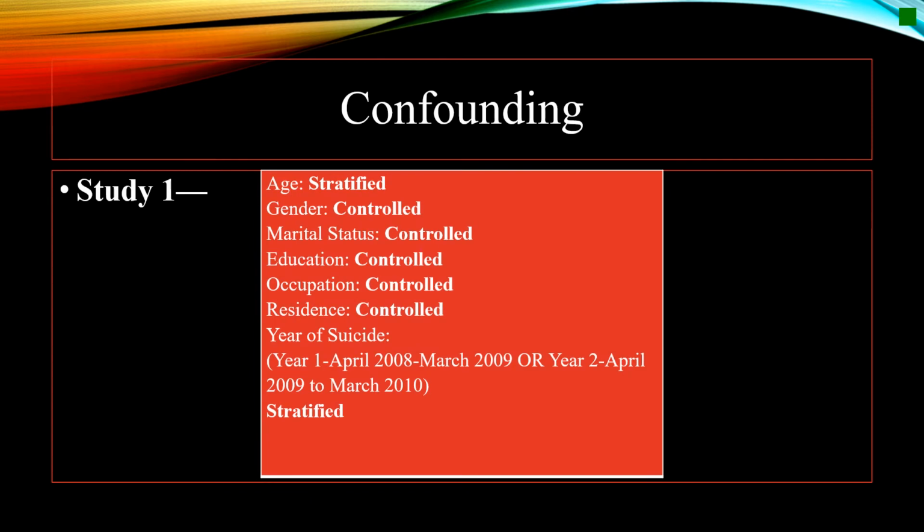Now, what about confounding? Well, the first study did an excellent job of controlling for what we generally would consider to be important, those being gender, marital status, education, occupation, and residence. Year of suicide was stratified along with age.